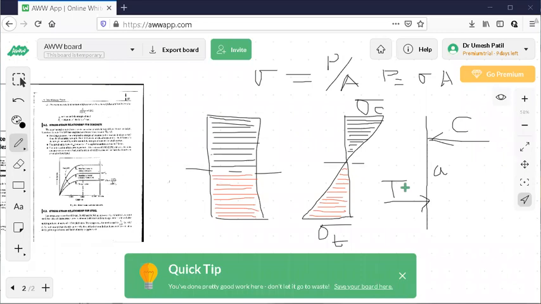Now, how do you define a couple here? Two equal and opposite forces acting on a body separated by a finite distance. This is what is a couple. So this couple, whatever is formed here, is nothing but the moment of resistance. This couple is the moment of resistance.